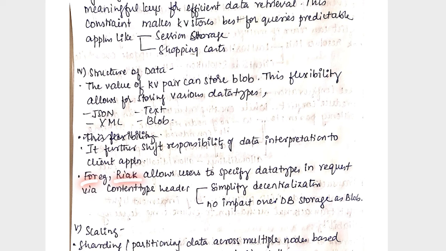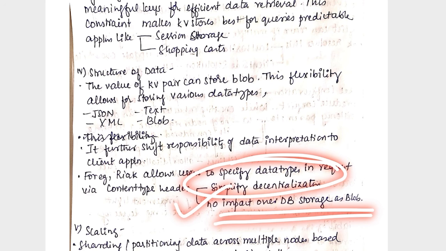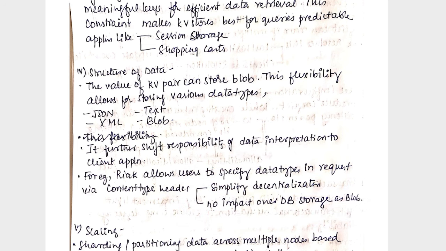For example, Riak allows users to specify the data types in a request via content type headers. So in Riak, we make use of content type headers, which simplify the deserialization process. But even though it is simplified, it does not impact the overall database storage as a binary large object.